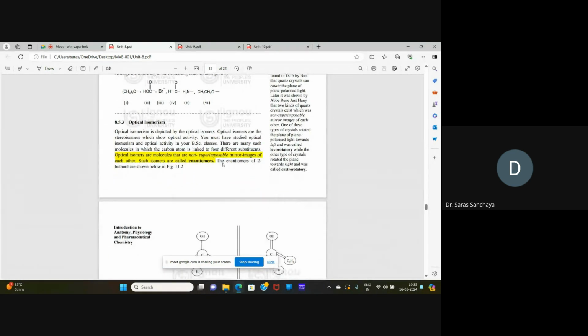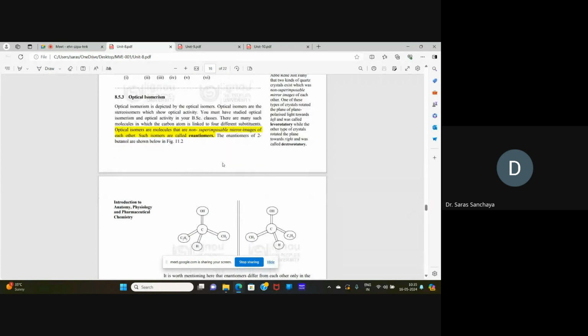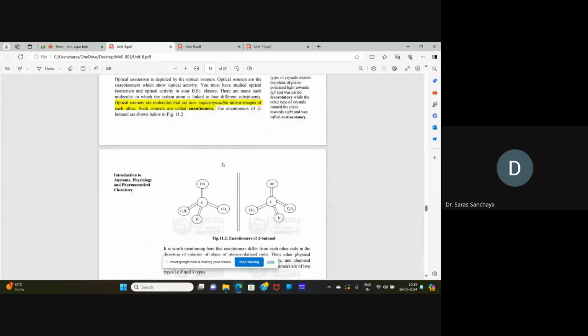Now, optical isomerism. Optical isomerism is depicted by optical isomers. Optical isomers are stereoisomers which show optical activity. You may have studied optical isomerism in your BSc classes. There are many such molecules in which a carbon atom is linked to four different substituents. Optical isomers are molecules that are non-superimposable mirror images of each other. Such isomers are called enantiomers, such as the enantiomers of 2-butanol.